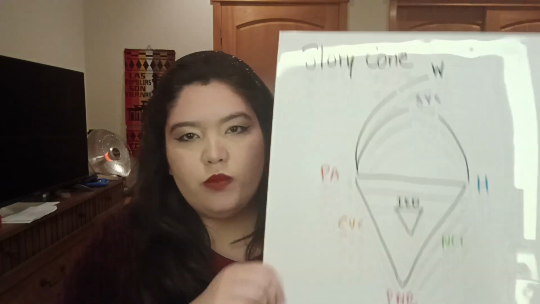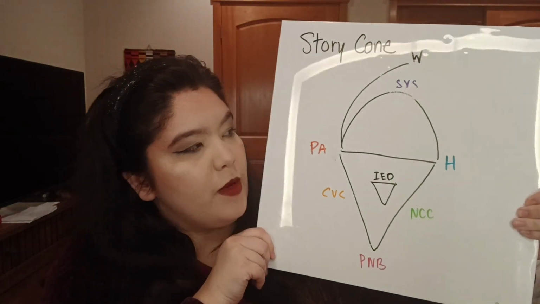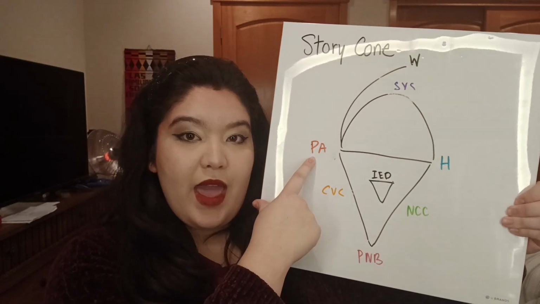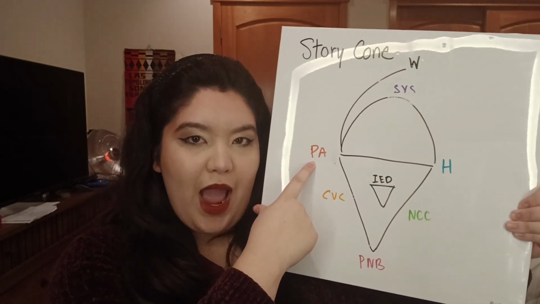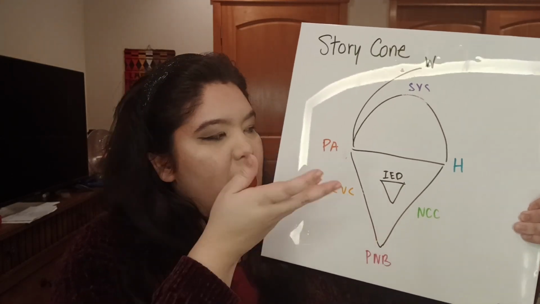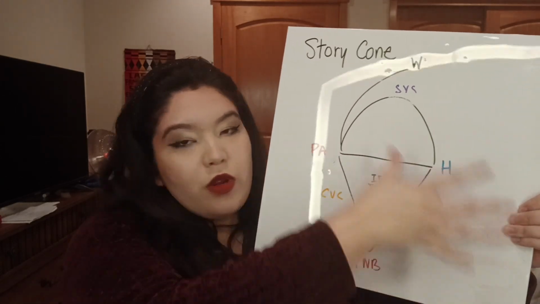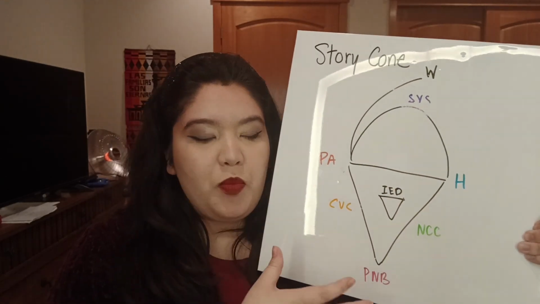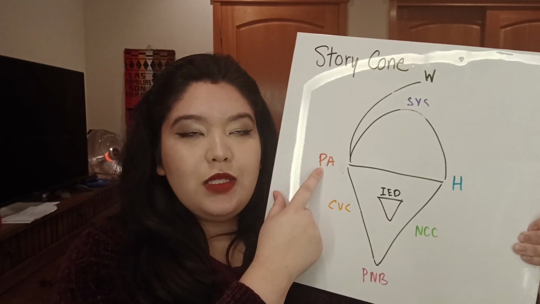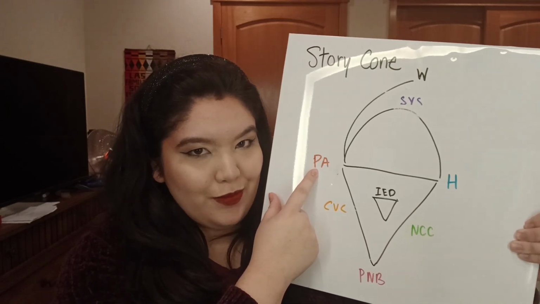Let's talk about the primary roles of the story cone. So I have them drawn out here. First off, we have PA, which stands for the primary actor. This is basically the main character, the character who the story is about. For this example, I'll be using Harry Potter, so your primary actor is, you guessed it, Harry Potter.